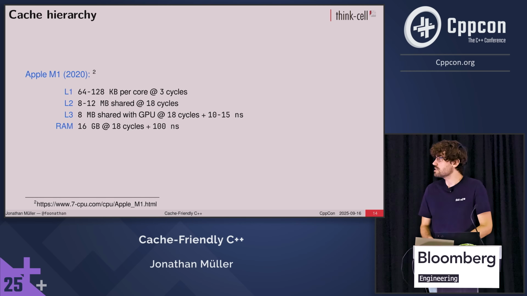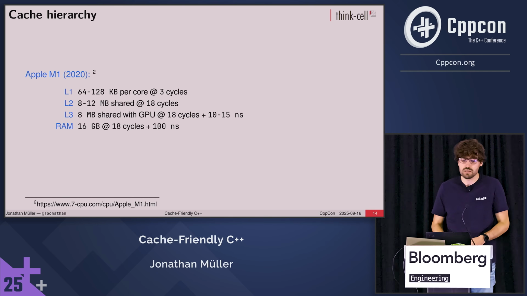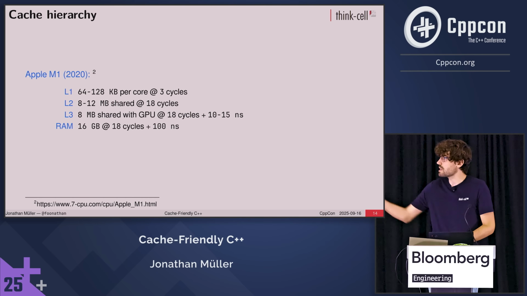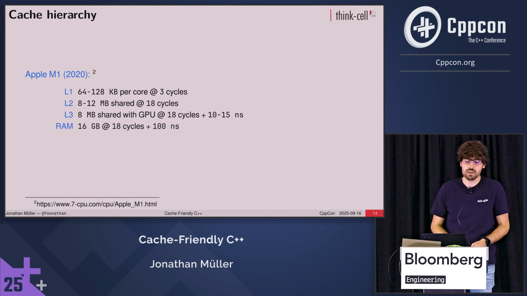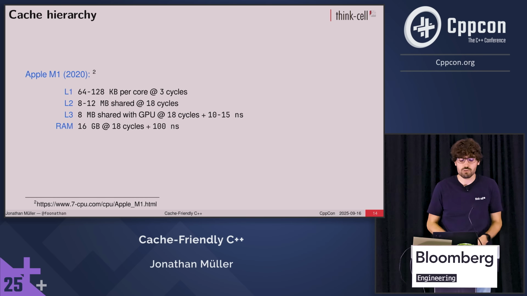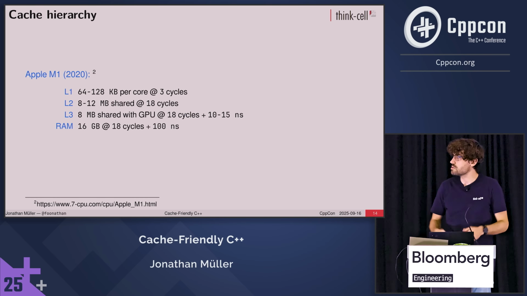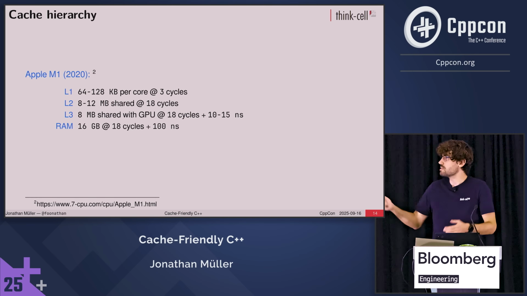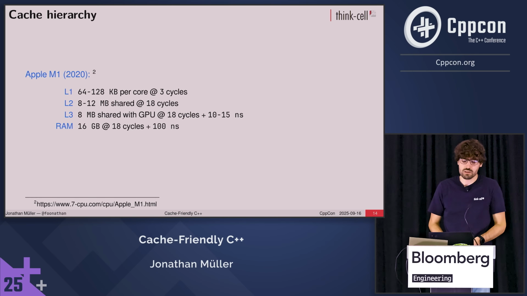There's also an L3 cache. It's shared with the GPU, 8 megabytes, and we can access it again in 18 cycles, but there's a latency of 10 to 15 nanoseconds. And only if we exhausted all of those do we truly need to go to random memory access. It's big, like 16 to 32 gigabytes, but it will pay an additional 100 nanoseconds to go there.